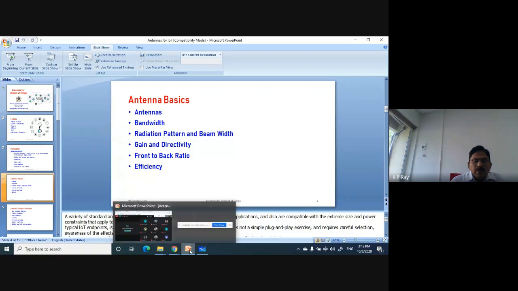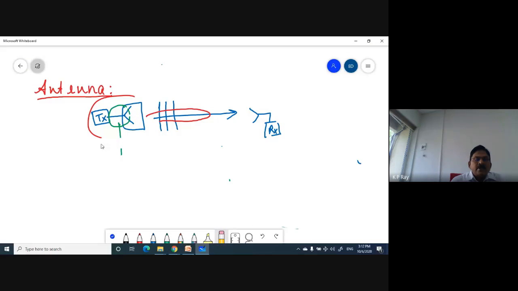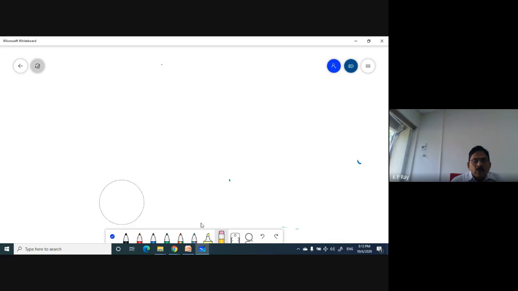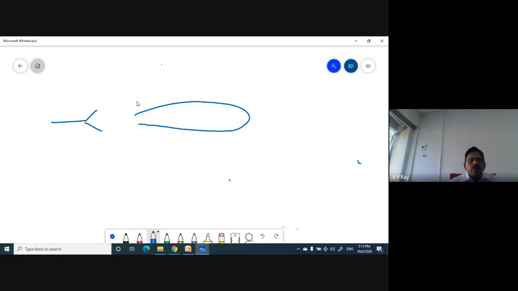So we will quickly see those things. Now here, if you are directing the radiation in the desired direction from the antenna. So when we have the antenna from which we want to direct the beam in this direction, and all other directions we want to have minimum radiation.